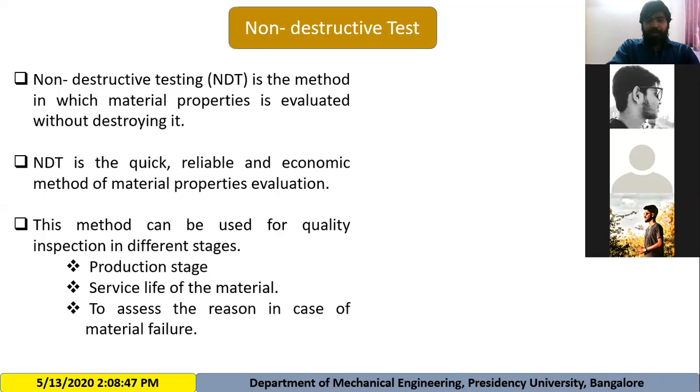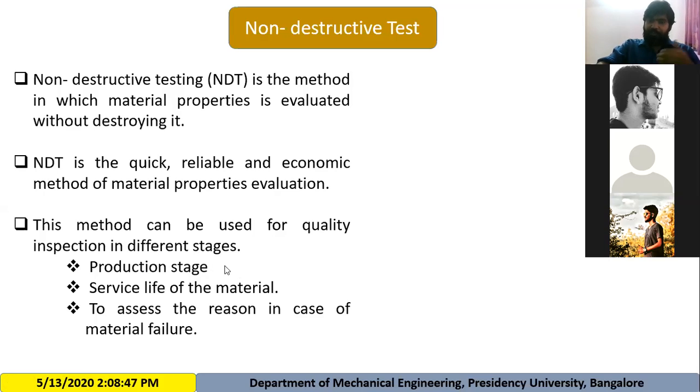Next is to assess the reason in case of material failure. Suppose you have made a product and finally, after a long term of operation, it fails. In order to find the probable reason why this material failure occurs, you can also go for non-destructive testing. So here you can use non-destructive testing in order to evaluate the flaws, defects or properties in different stages. So what are the stages?